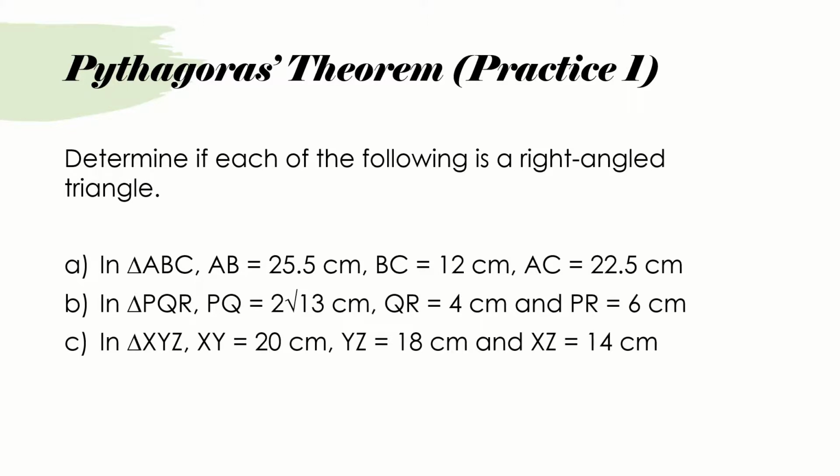Right, so for A and B, yes, they are right angle triangles. And for C, when you do it, you find out that it doesn't match. a squared plus b squared is not equal to c squared. That's why C is not a right angle triangle.